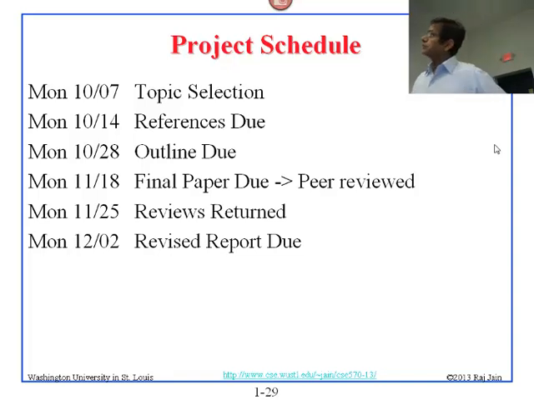The project schedule is that October 7th you will have to select the topic. References will be due on the 14th. The outline of the project will be due on the 28th. The final paper is due on 11/18. All the papers will be reviewed by your peers, by other people in the class. The reviews will be written on the 25th, and the revised reports will be due on 12/2. Those dates are all fixed.